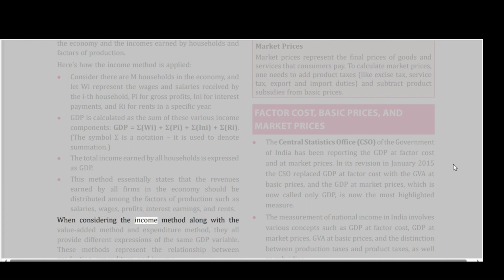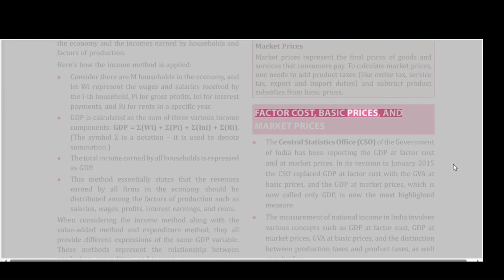When considering the income method along with the value-added method and expenditure method, they all provide different expressions of the same GDP variable. These methods represent the relationship between production, expenditure, and income. Market prices represent the final prices of goods and services that consumers pay. To calculate market prices, one needs to add product taxes, like excise tax, service tax, export and import duties, and subtract product subsidies from basic prices.